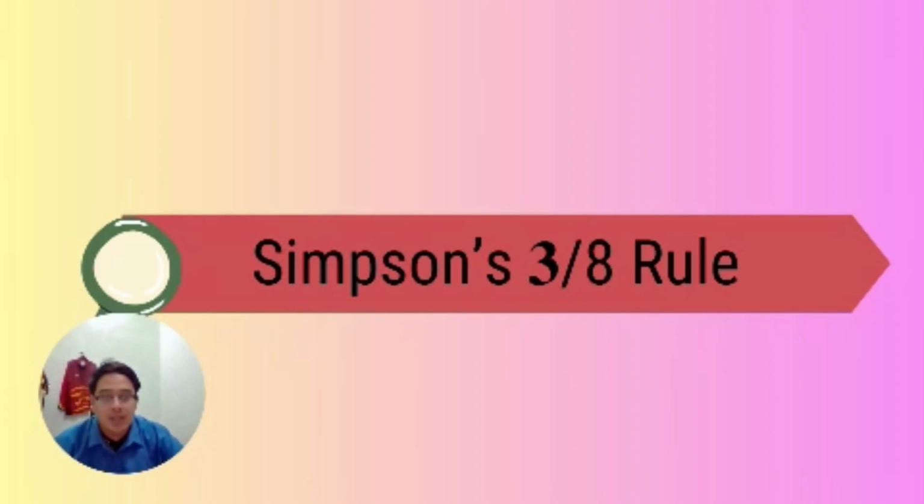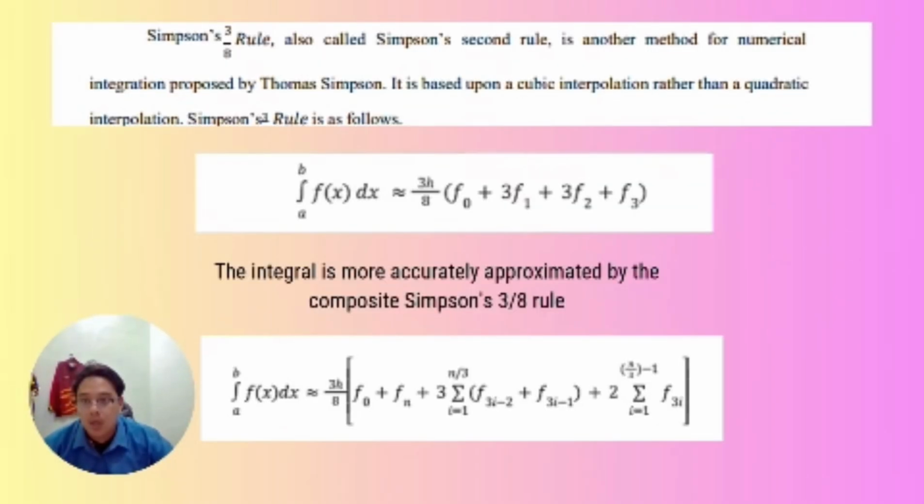Okay, for the last one is the Simpson 3/8 rule. The Simpson 3/8 rule, also called Simpson's second rule, is another method for numerical integration proposed by Thomas Simpson. It is based upon a cubic interpolation rather than a quadratic interpolation. The Simpson 3/8 rule is as follows. The integral is more accurately approximated by the composite Simpson 3/8 rule. This formula is for the Simpson 3/8 rule.